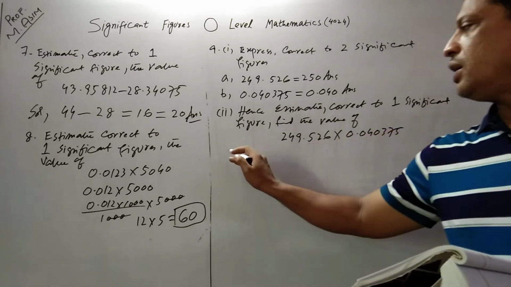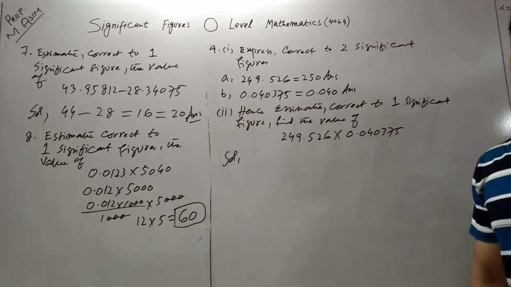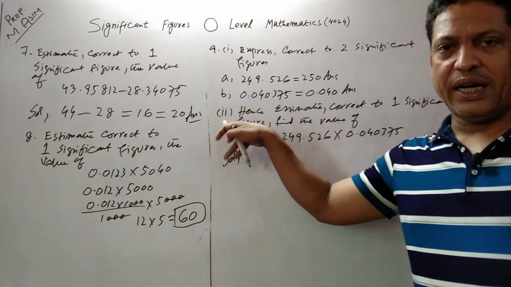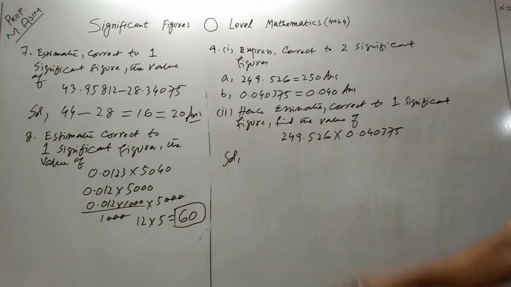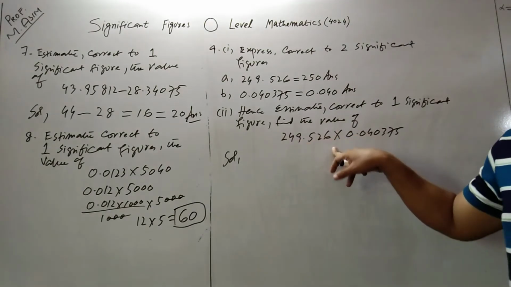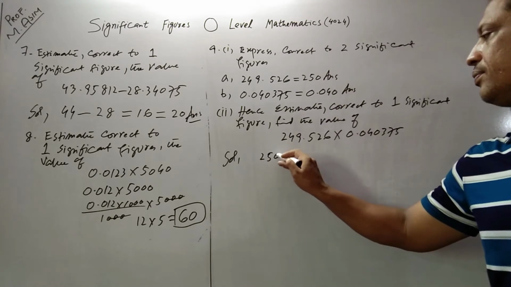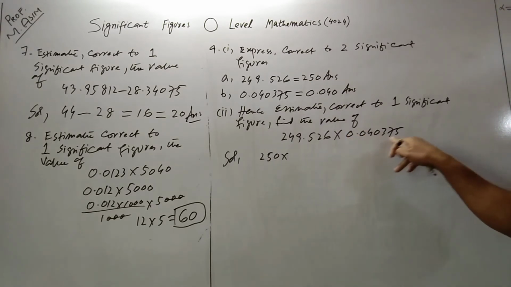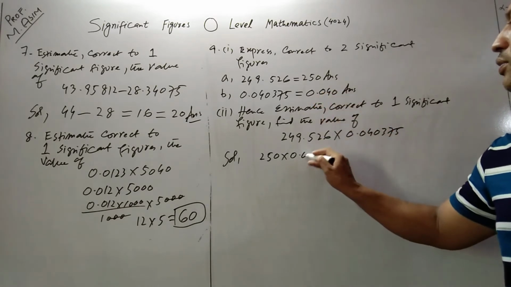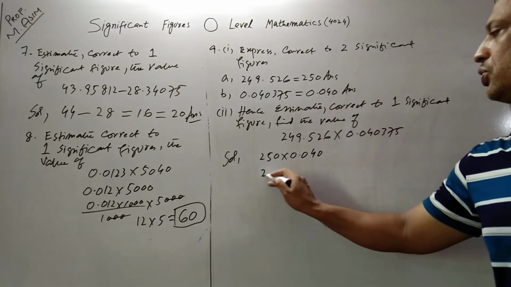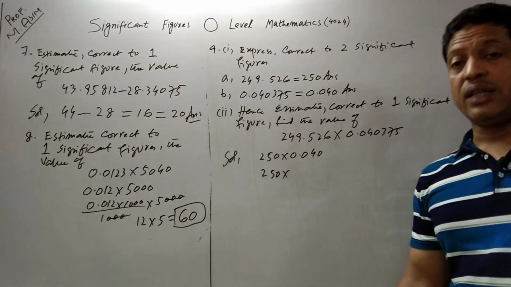0.040375. Solution. Again, whenever we see the word hence in next part, it means we should take the help from the previous part. So 249.526 in previous part becomes 250, and 0.040375 in previous part becomes 0.040. So 250, this is closest, this is nearest to 1000.